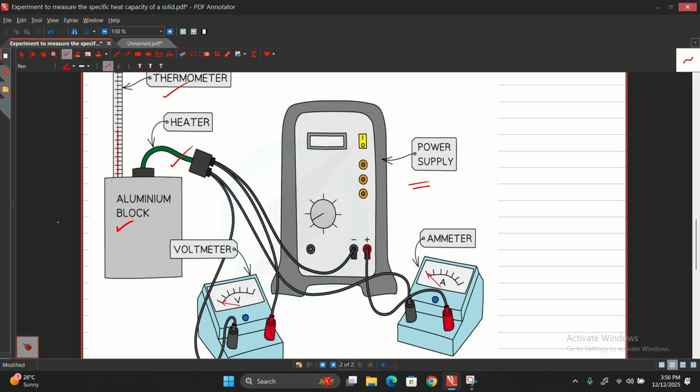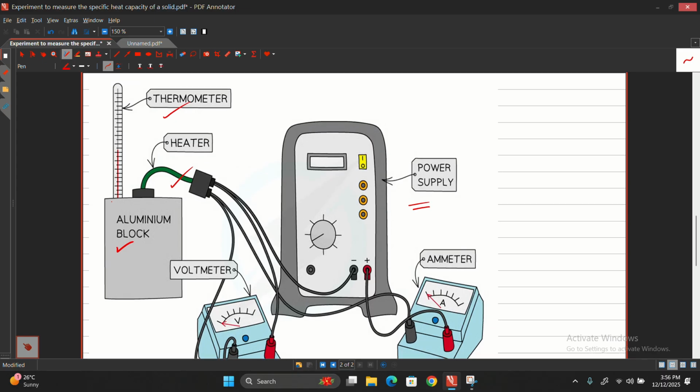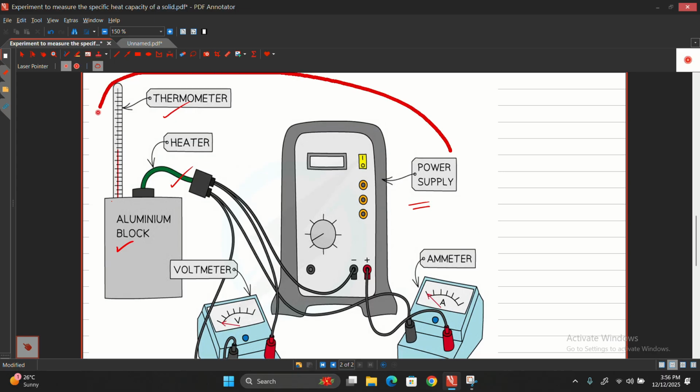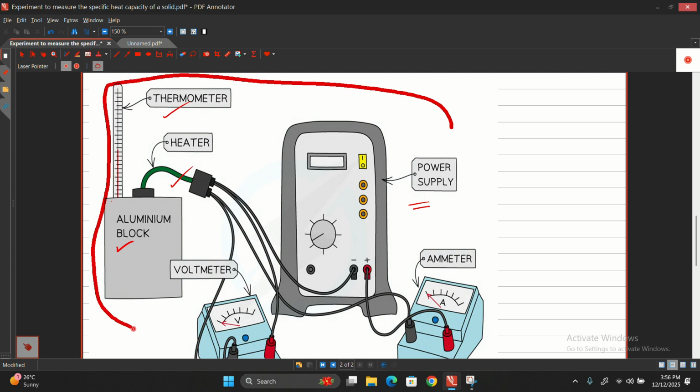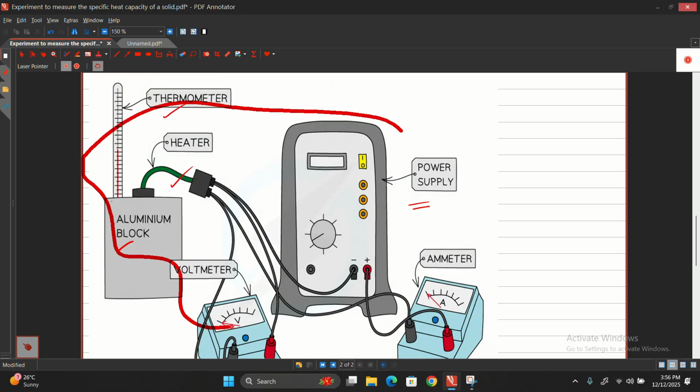Now, sometimes the question might ask you to design a circuit diagram, or they might ask you to draw this entire thing, or they will provide you the equipment which would be used, and then tell you how that equipment can be used to determine the specific heat capacity. If you are told to draw this entire thing, it's really impossible, right? You cannot actually draw this one.